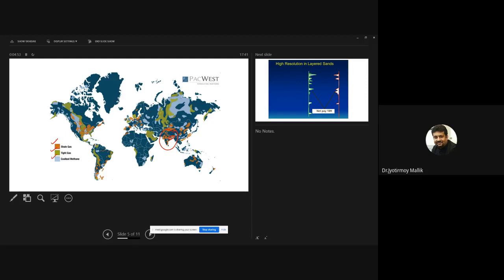You can observe this Gondwana basin, which has both, and which actually starts from MP itself, all the way to West Bengal. So these Raniganj coalfield, Jharia, Bokaro, all these belong to the Gondwana basin. Okay. So they have prospectivity both in terms of shale gas and coal bed methane.